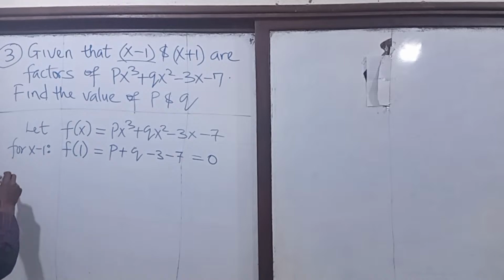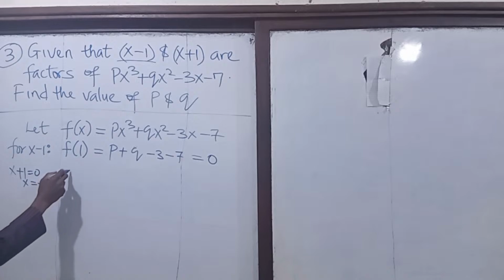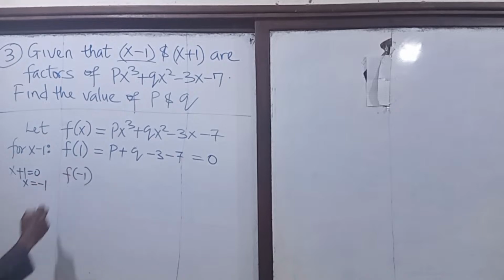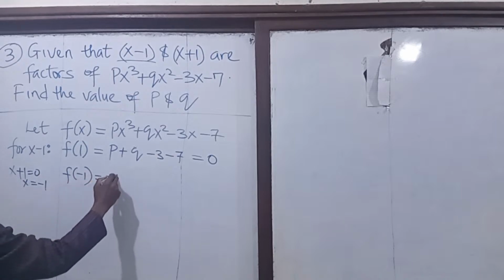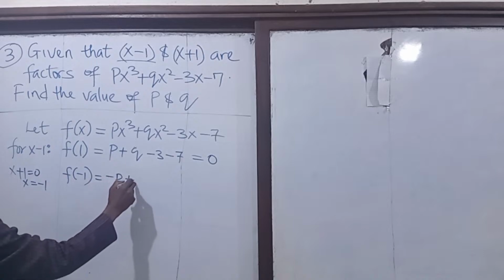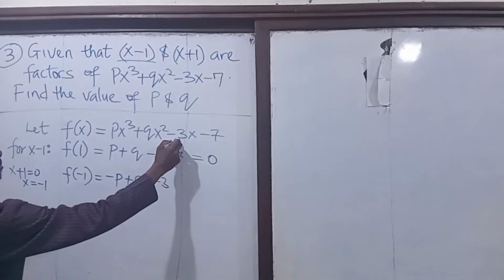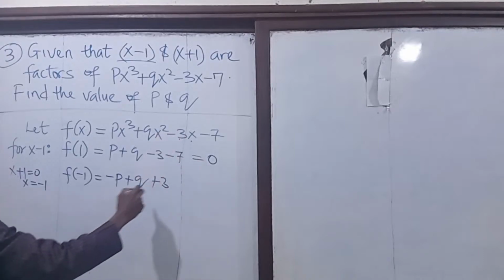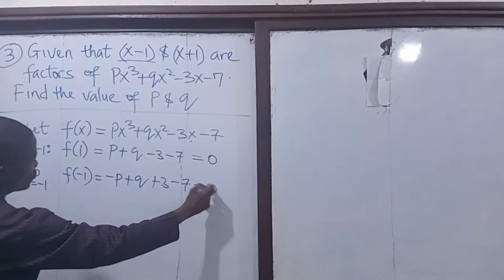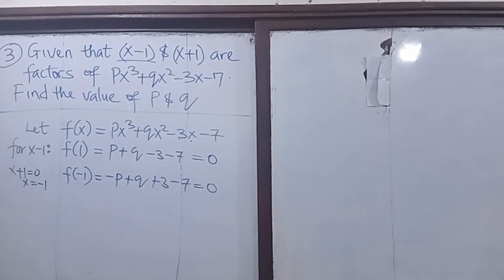Then the second one, for x plus 1, do the same thing also. Equate that to 0. So x will be equal to what? Minus 1. So we're going to have f of minus 1 and substitute that into the given polynomial expression. And that will be equal to what? Minus p plus q plus 3, that's 3 minus 3 times minus 1, that's plus 3 minus 7 equal to 0.